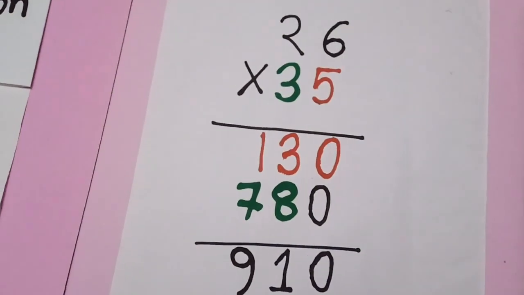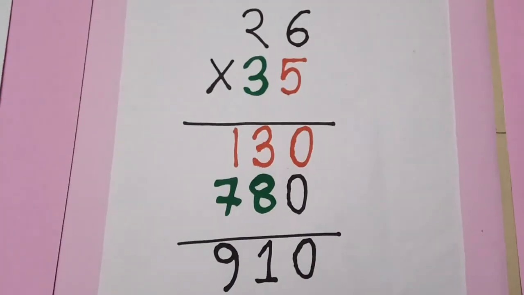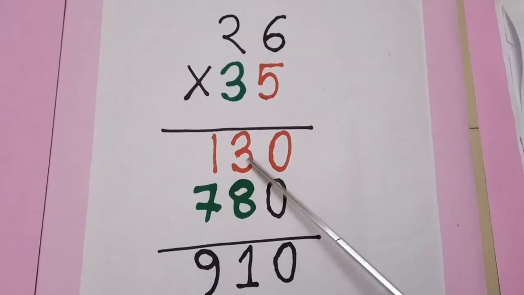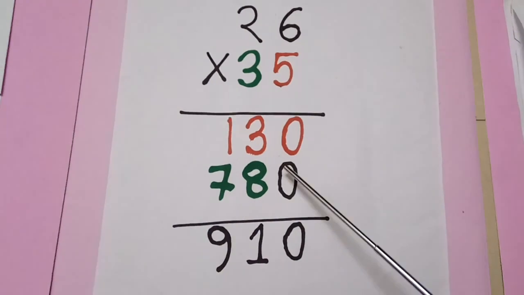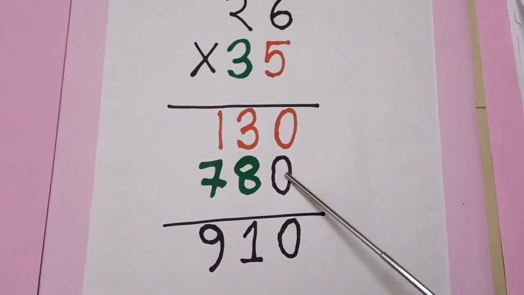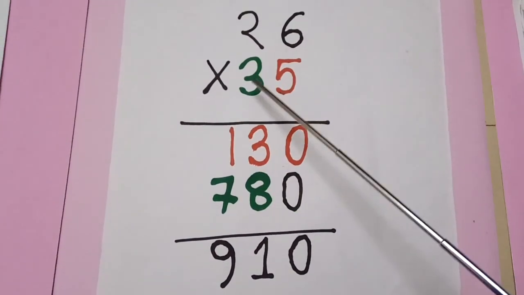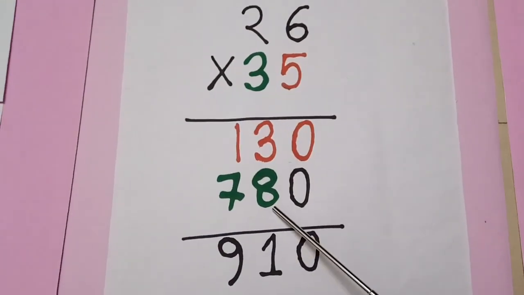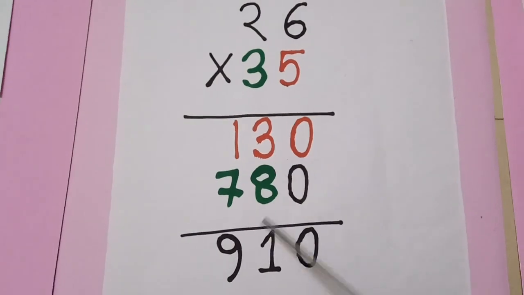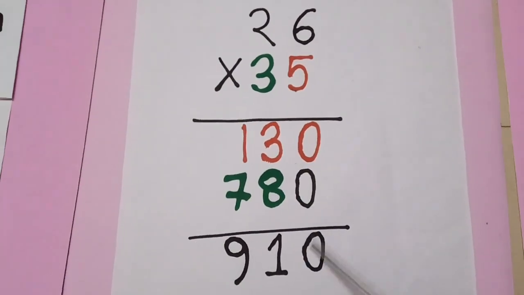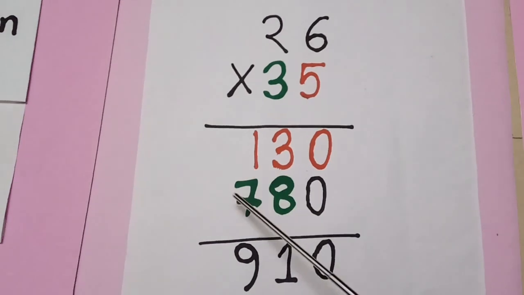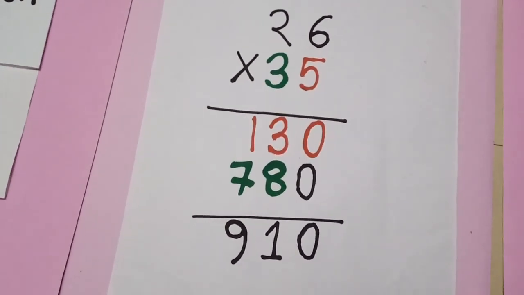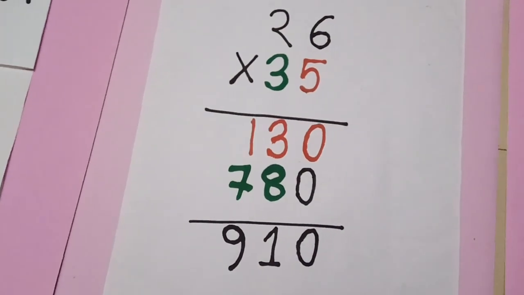Okay, I'm explaining again. 26 with 5, 130. Next line, we add extra 0. Then we multiply 26 by 3, answer is 78. We add both of these numbers, 0 plus 0, 3 plus 8 and 7 plus 1. Then I am going to show you another example of that.